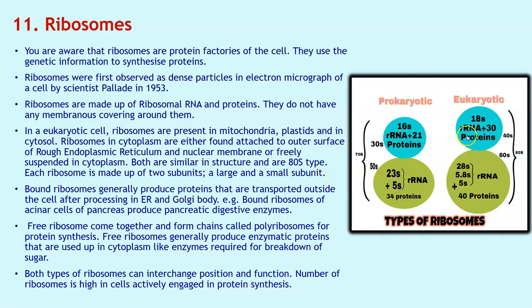Have a look at this figure here. These are the two types of ribosome. One is the prokaryotic ribosome and another one is the eukaryotic ribosome. You have two subunits which come together to form the entire ribosome.